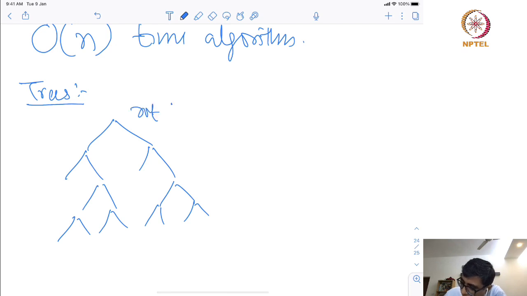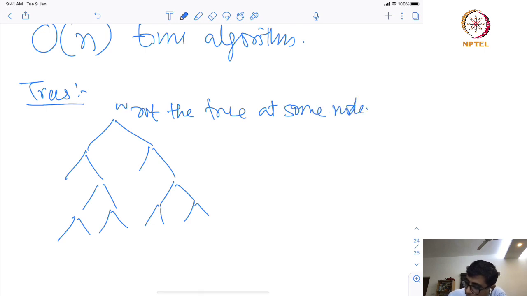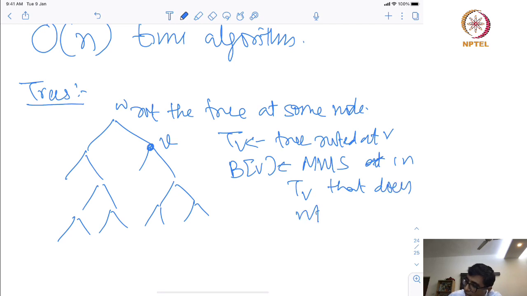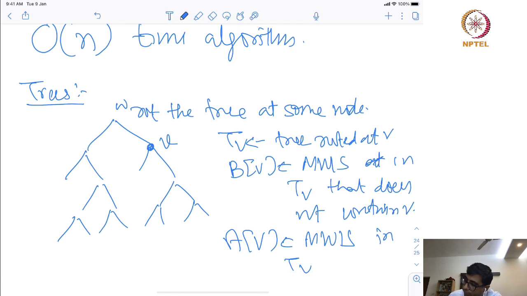Let us root the tree at some node, say W. Now let us look at a vertex V. By TV, let us mean the tree rooted at V, and BV will again be the max weight independent set in TV that does not contain V. And what is AV? The max weight independent set in TV.